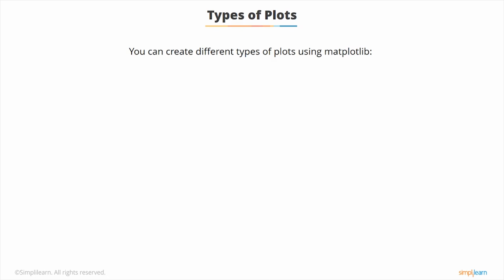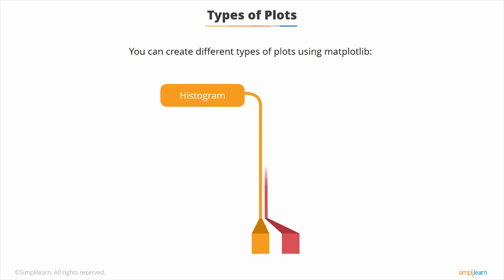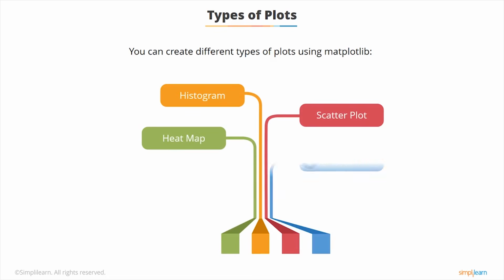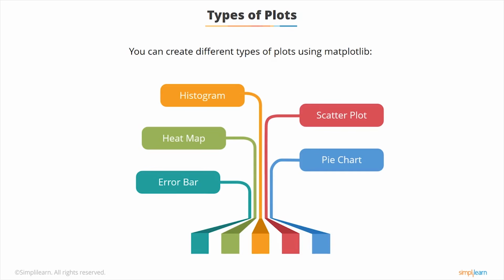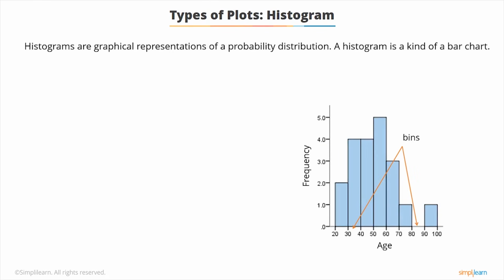You can create different types of plots using Matplotlib library: histogram, scatterplot, heat map, pie chart, error bar. Histograms. Histograms are graphical representations of a probability distribution. In fact, a histogram is a kind of bar chart. Using Matplotlib library and its bar chart function, you can create histogram charts.